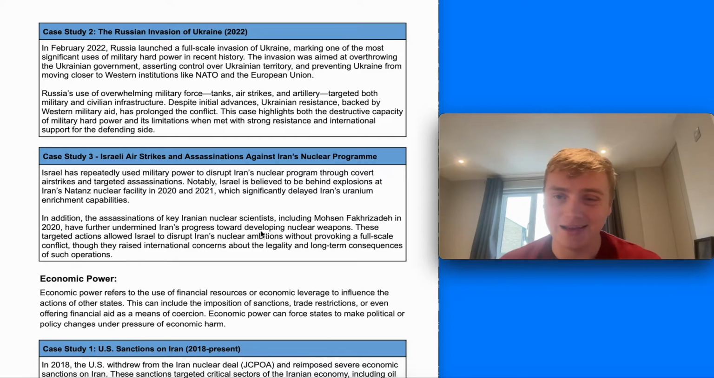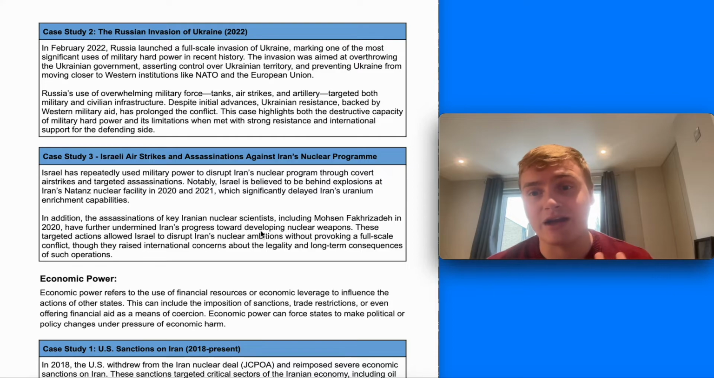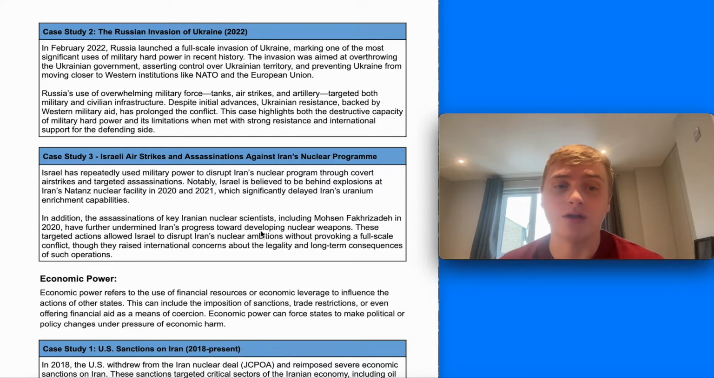And this obviously linked into this also the threat to prevent Ukraine from entering NATO or the European Union. Russia's overwhelming use of force, including tanks, airstrikes, artillery, has targeted both military and civilian infrastructure and ultimately created a war.